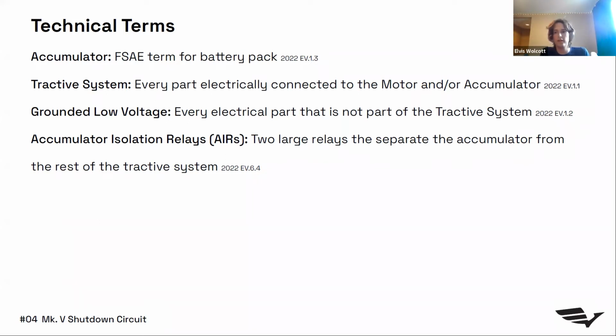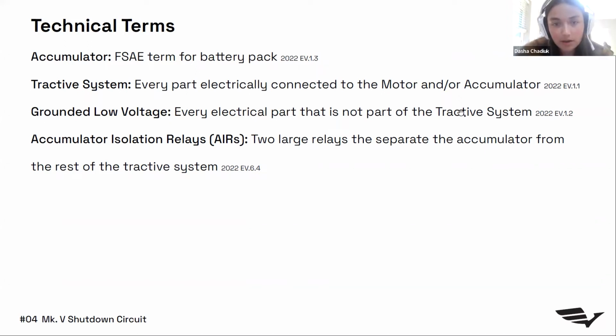Grounded low voltage is the overcomplicated FSAE term for everything except the tractive system that's electrical. And it's called grounded low voltage because all of those components have to be grounded to the chassis. And then finally, the accumulator isolation relays, or you'll often hear them referred to as AIRs, are two large relays that separate the accumulator from the rest of the tractive system.